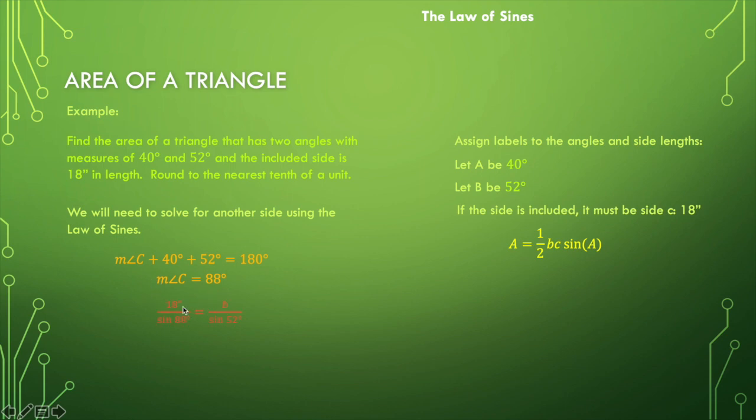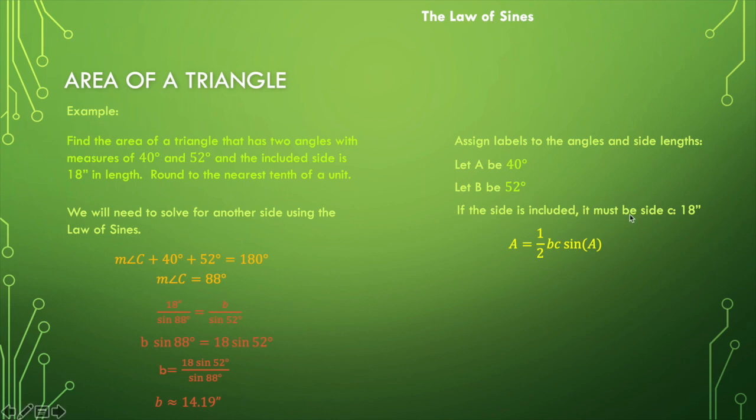So let's apply law of sines and solve for side length B. I know side C is 18 inches. I know that that divided by the sine of 88 degrees will equal side B, the length of side B, divided by the sine of 52 degrees. All right, and then as we've done before, we're just going to cross multiply. B times the sine of 88 degrees will equal 18 times the sine of 52 degrees, divide out the sine of 88 degrees, and then crunch in our calculator. So we get B is about 14.19 inches.